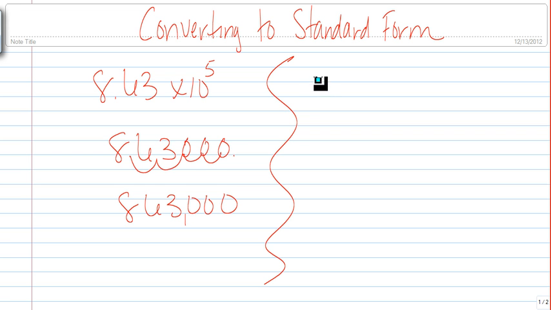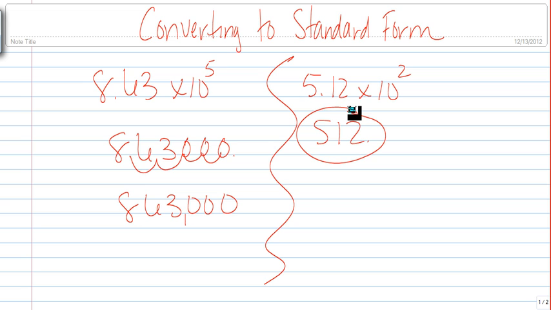Okay? Let's do another one. Let's say that I have 5.12 times 10 to the 2. All right? So once again, it's a positive 2. You want to move your decimal 2 spaces to the right. So this will be 5, and when you move your decimal space, you have it right there. So your number will just be 512.